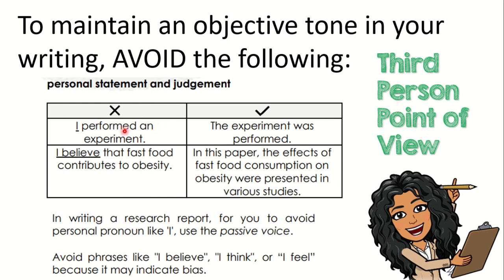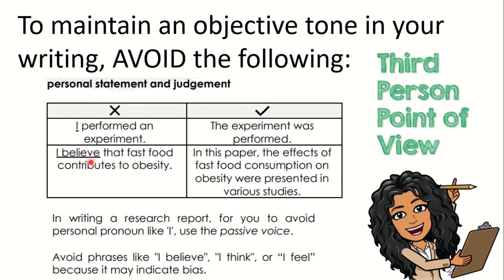How do we do that? For example, we do not say, I performed an experiment. We say, the experiment was performed. This is in passive voice. This is in active voice. The other was in passive voice. And in academic writing, we use passive voice.